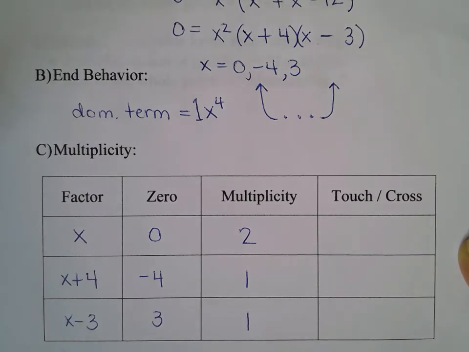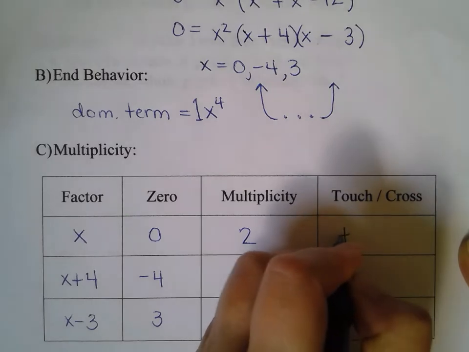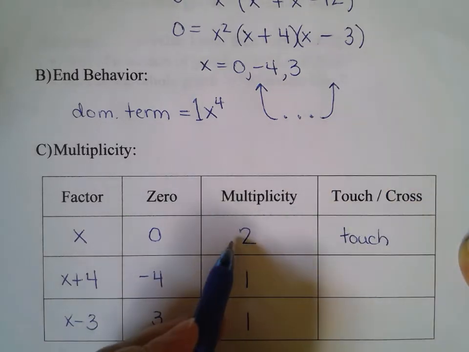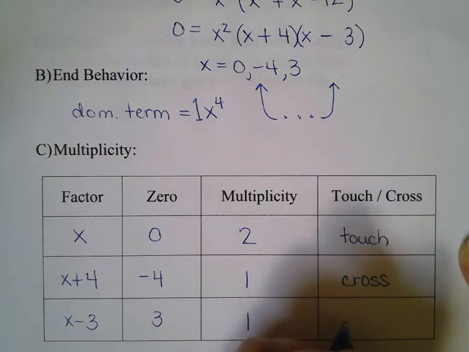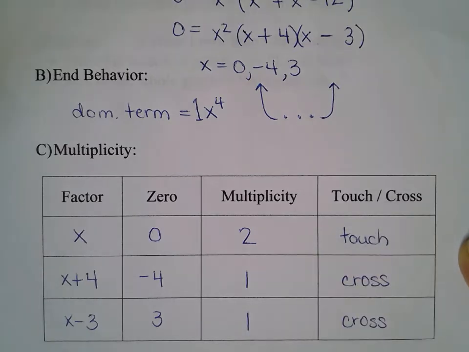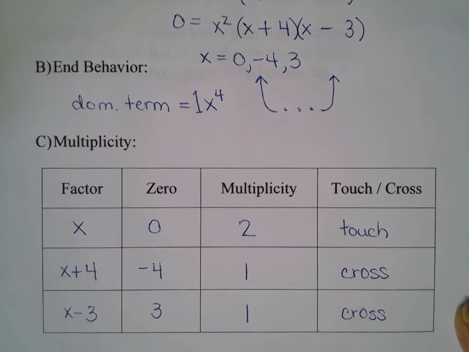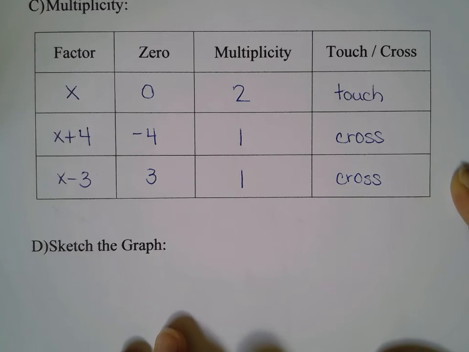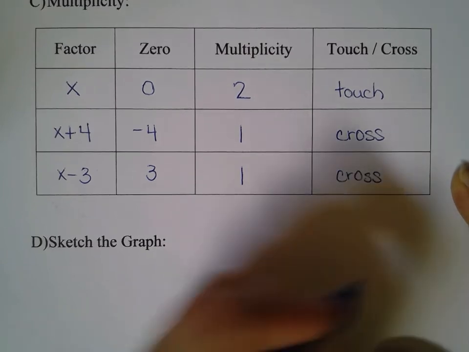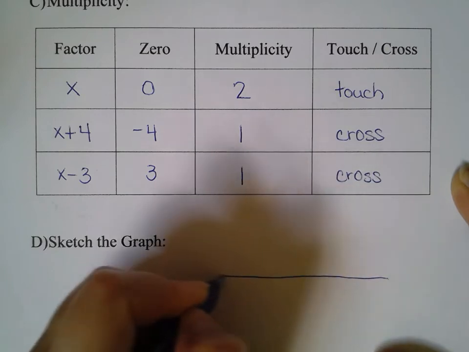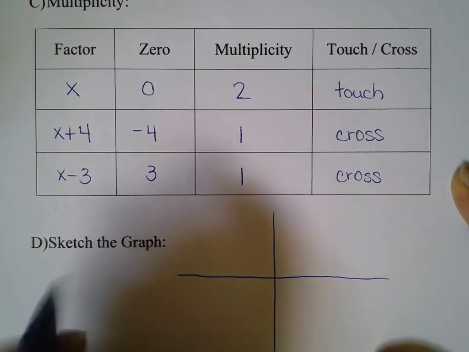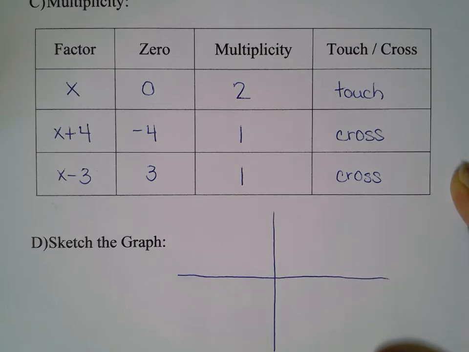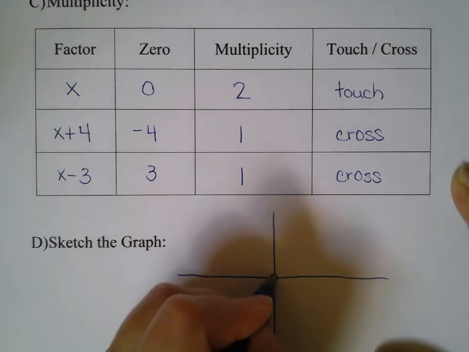So are we going to touch or cross? When it's even, we're going to touch. Remember, we're looking at the multiplicity number to decide that. When it's odd, we're going to cross. Okay, so then we can integrate that into a rough sketch of the graph. And like I said, we're going to start with this information that we just gathered in order. So we started with the zeros, so we're going to put the zeros on first.